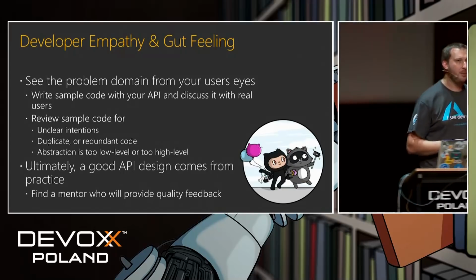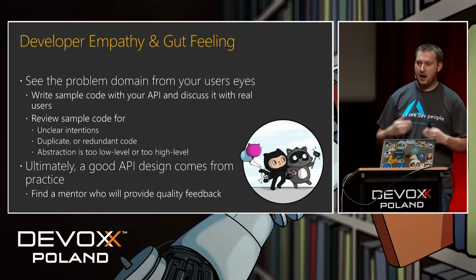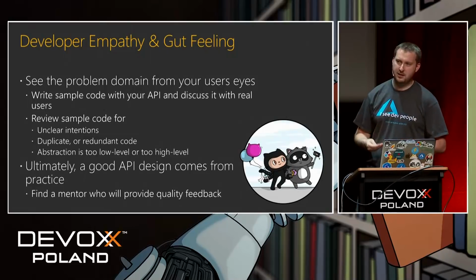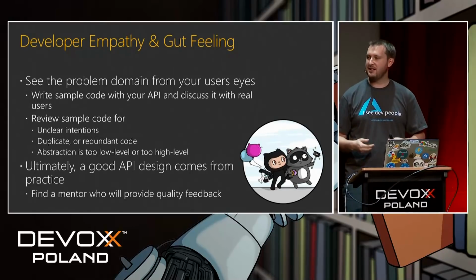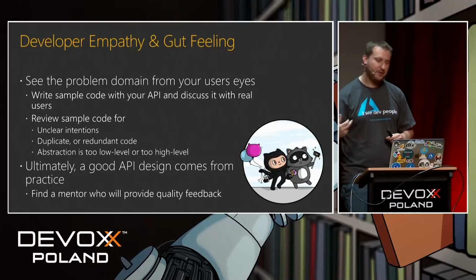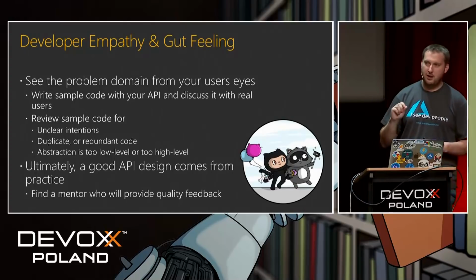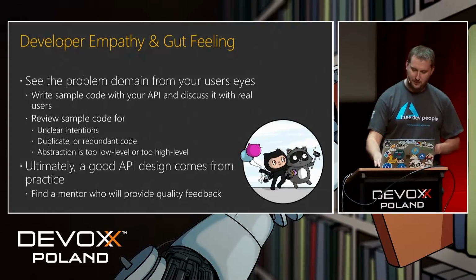And ultimately, a good API comes from good practice. I was lucky to have a mentor, and I encourage anyone that wants to get better at API design to find someone. All they have to say is, why do you need this? For every single public method, every single class, why do you need this? Because so often, actually, you don't need it.